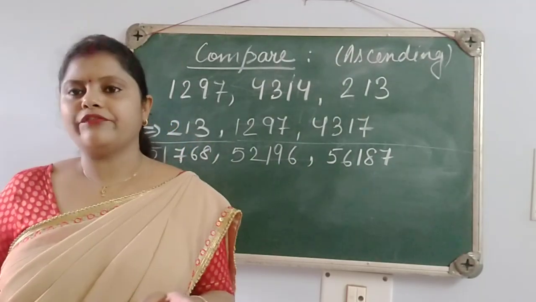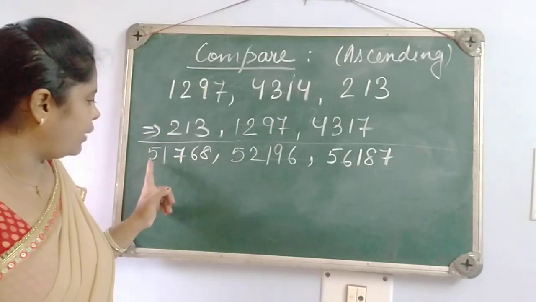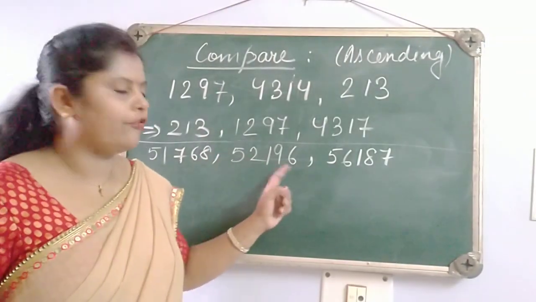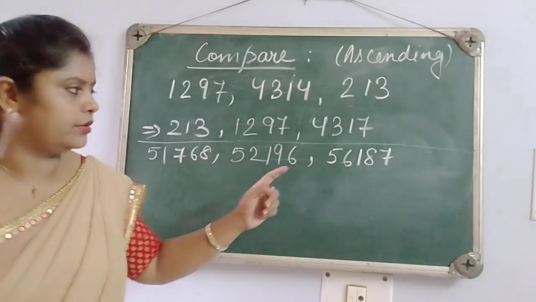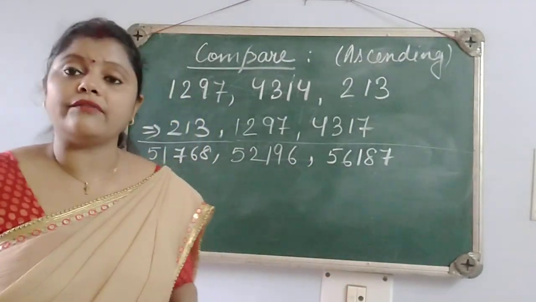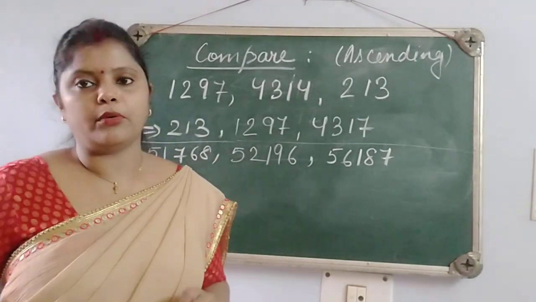Again we are starting with the first rule. That means we are going to count the number of digits. So 1, 2, 3, 4, 5 digits in the first number. 1, 2, 3, 4, 5 digits in the second number also. And 1, 2, 3, 4, 5 digits, the third number also has 5 digits. All the numbers here have the same number of digits.